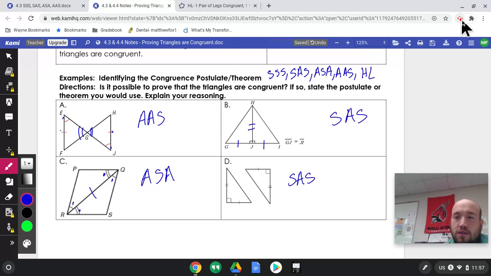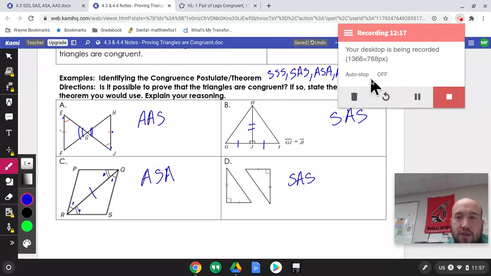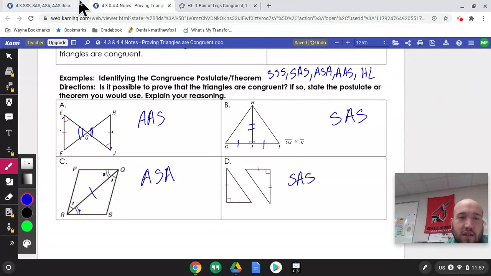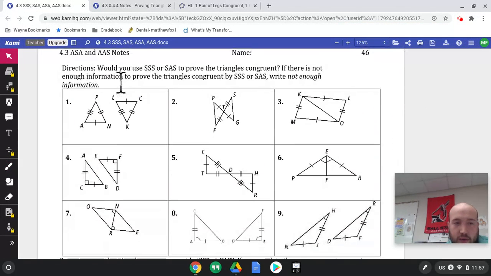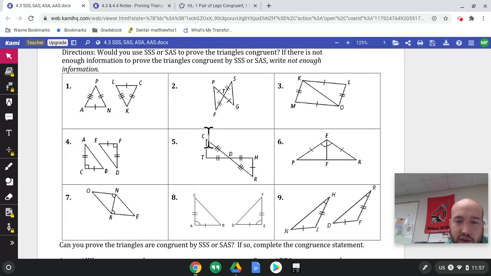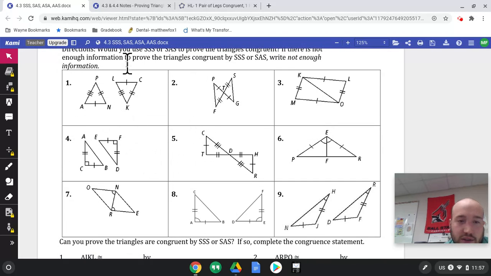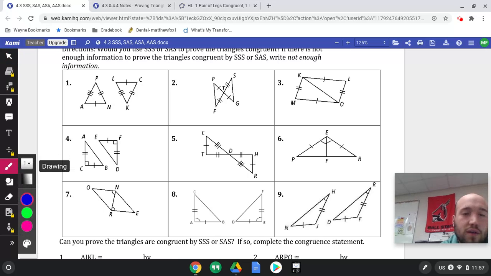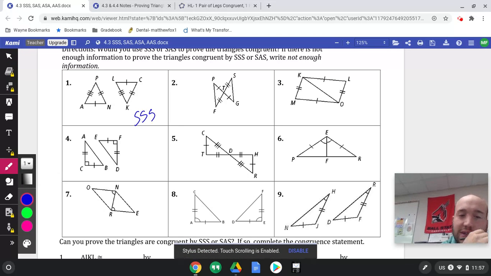All right. So now the next thing I want us to do, go ahead and look over here, and we have some notes. We are trying to figure out which one for these. So once again, the same thing we just did. This first one is just side, side, side. Three sides are the same, so we know it's side, side, side.